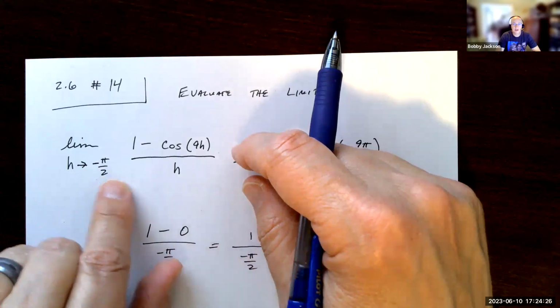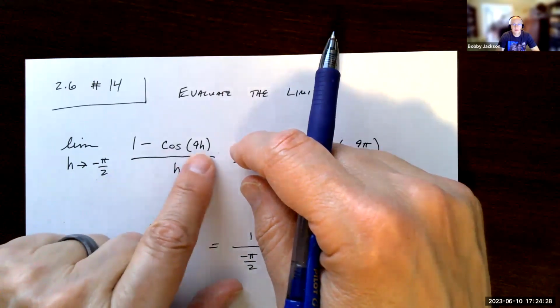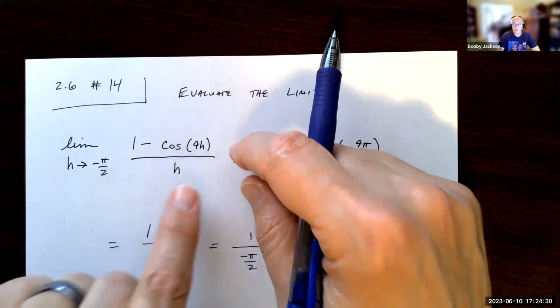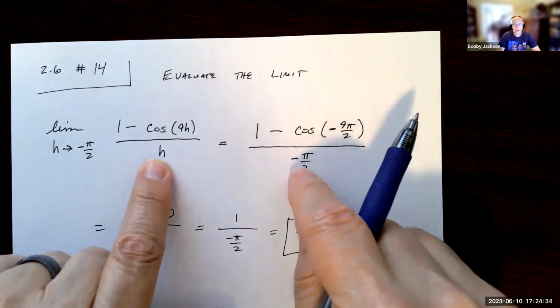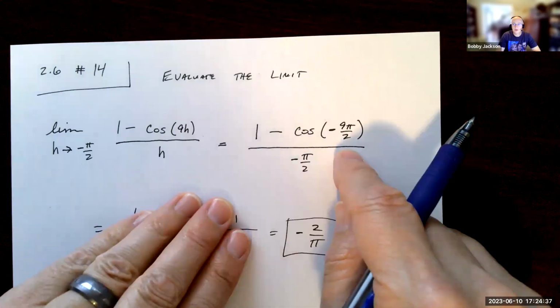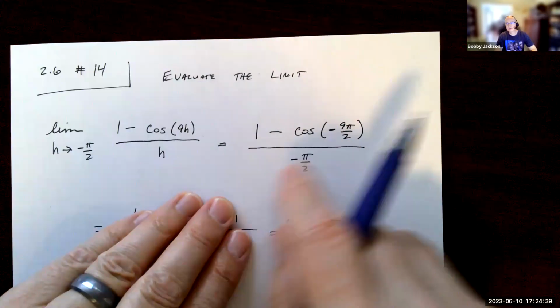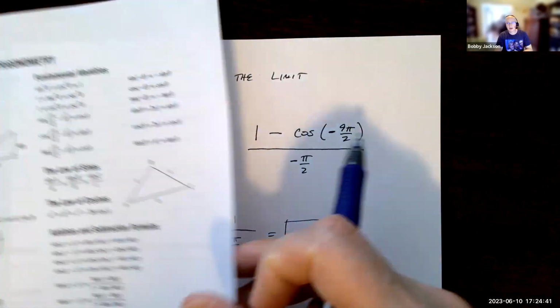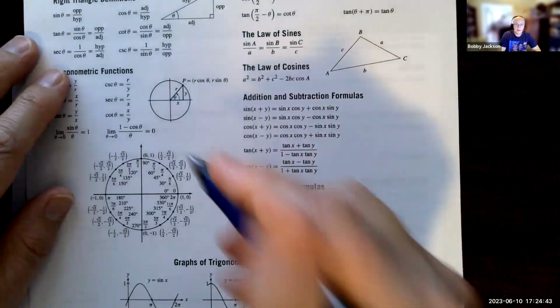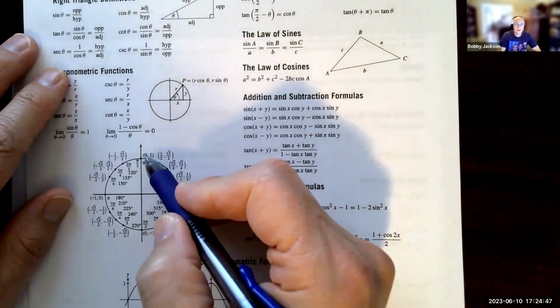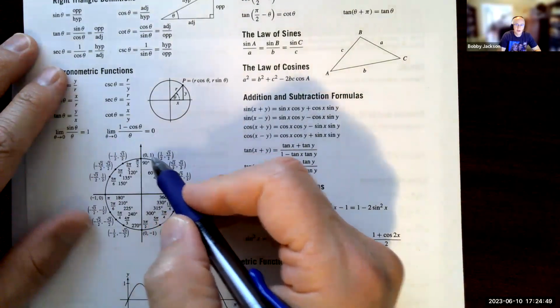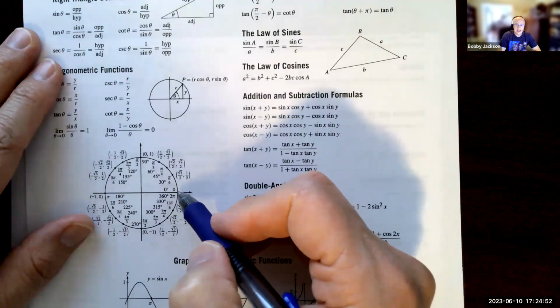If I plug in h is negative pi over 2, I get cosine of 9 times negative pi over 2, which is negative 9 pi over 2, where I replace h with negative pi over 2. Now, what is cosine of negative 9 pi over 2? Well, notice if I go to the unit circle, we know that cosine of pi over 2, cosine is the x-coordinate, is 0, right? And this is negative 9 pi over 2.